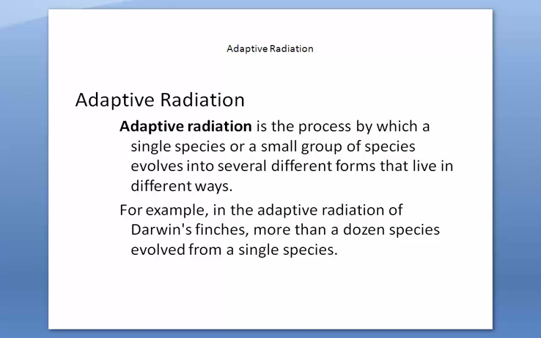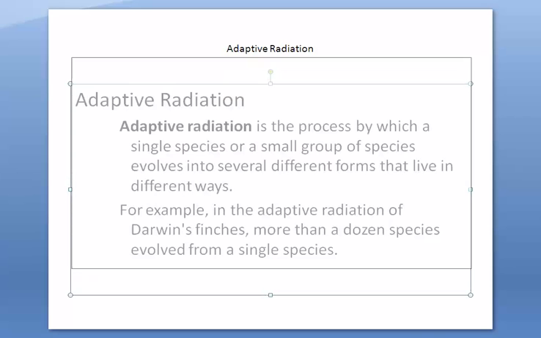One of these changes is called adaptive radiation. This is a very important word you're going to need to know. Adaptive radiation is the process by which a single species or a small group of species evolves into several different forms that live in different ways. We have already discussed one huge example of adaptive radiation in the past chapters, and that is Darwin's finches. More than a dozen species, which I think we said he found 13, evolved from one single species of finch.